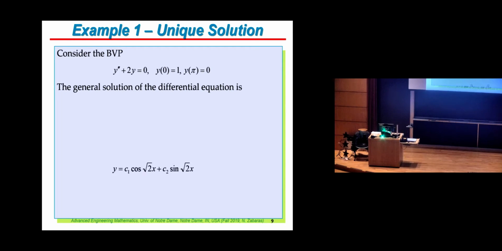Sines and cosines, thank you. So we're going to have cosine of square root of 2 of x and sine of square root of 2 of x. And now we're going to apply the boundary conditions, right, to see what type of solutions we get. So it says y at 0 equal to 1.